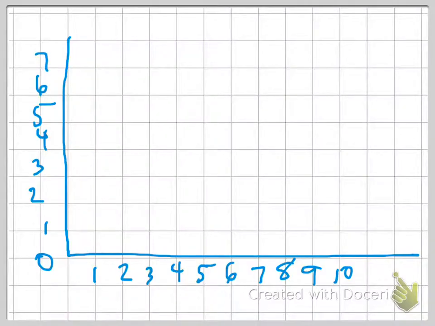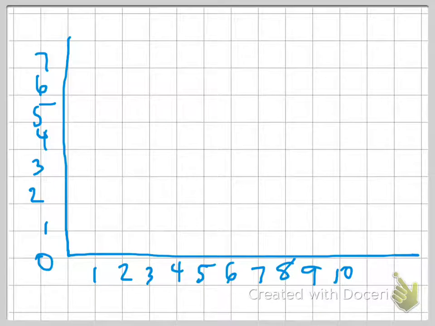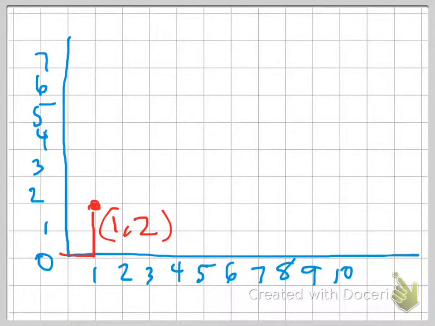So let's graph it. On our graph here, we can go back and see where we're at. The first one is 1, 2, right here. So we go over to the 1, go up to the 2, and this is our first point, 1, 2. The next one, we go back and look. We have 2, 3. So we go all the way over to the 2, up to the 3, and that's our next point, 2, 3.